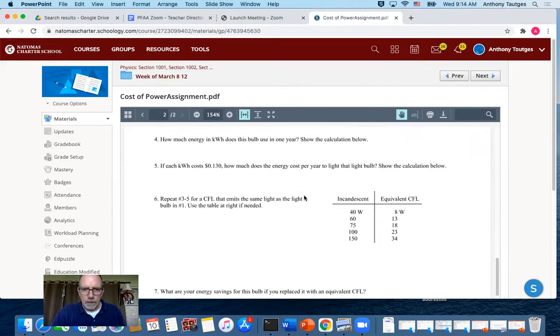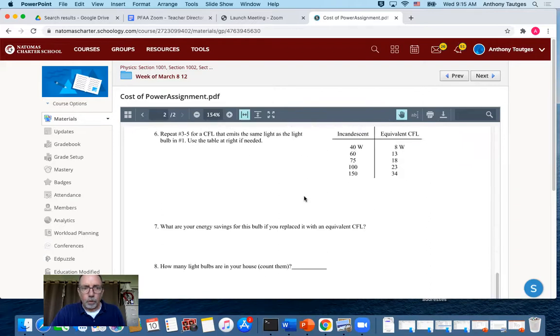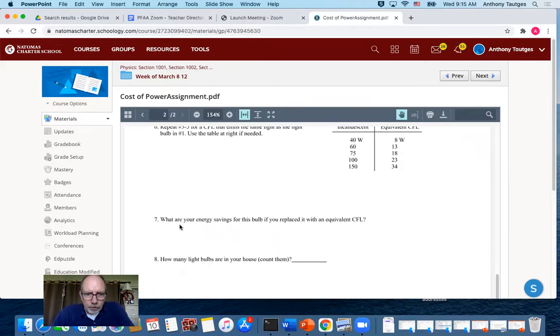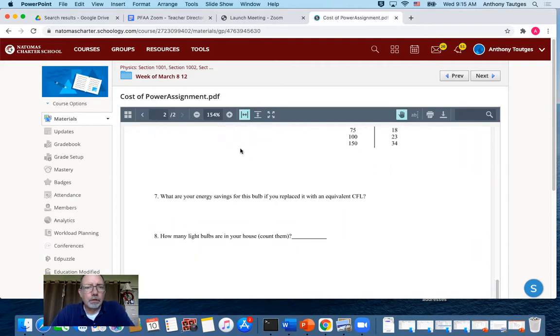And then, what are your energy savings for this bulb? And then how many light bulbs are in your house? I literally had kids walk around their house counting the number of light bulbs. Typically it turned out to be around 70, 80 light bulbs in your home. And then if you multiply that savings per bulb times the number of bulbs, it turns out to be a lot.